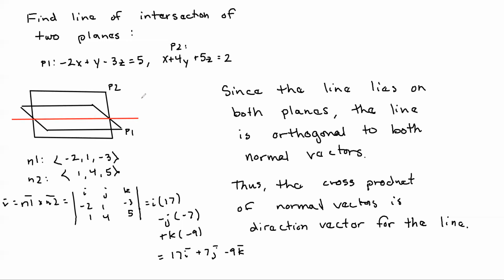Okay, so we have the direction vector for our line. However, is that enough to define the equation of a line? Is the direction vector alone enough? The answer is no. To define a line, you need a direction vector and you need a point. So we need to find a point. Okay, so to do that, let's just get rid of this.